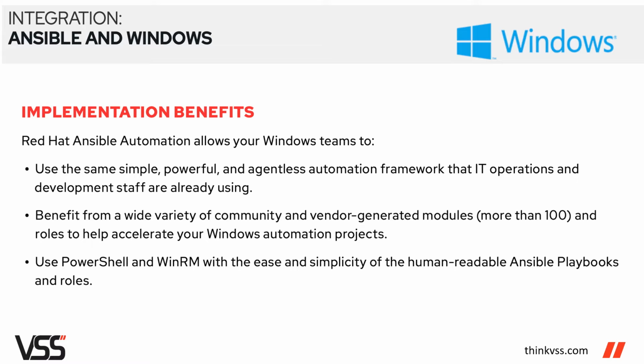Implementation benefits are as follows. Red Hat Ansible Automation allows Windows teams to use this simple, powerful, and ageless automation framework that IT operations and development staff are already using. Benefit from a wide variety of community and vendor-generated modules and roles to help accelerate Windows automation projects.